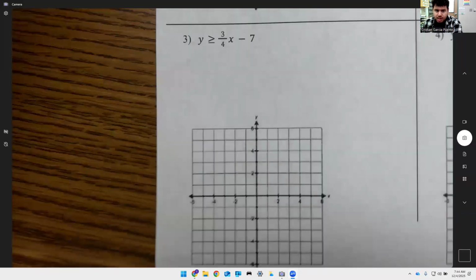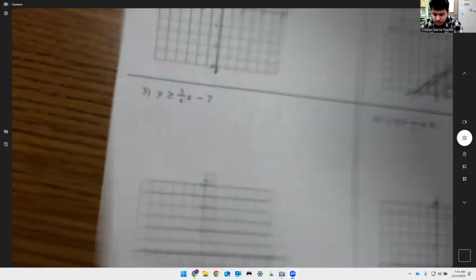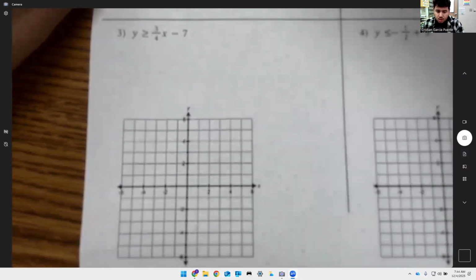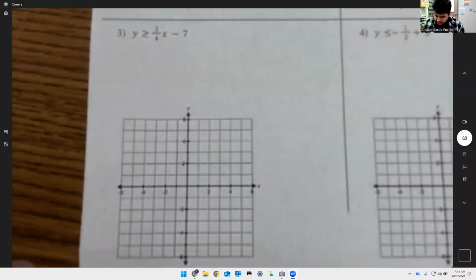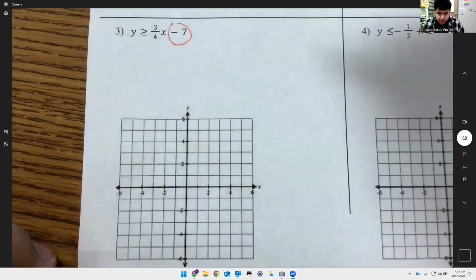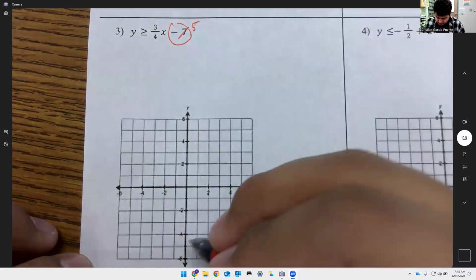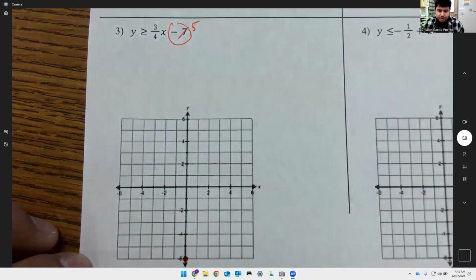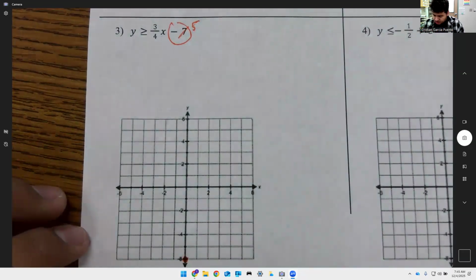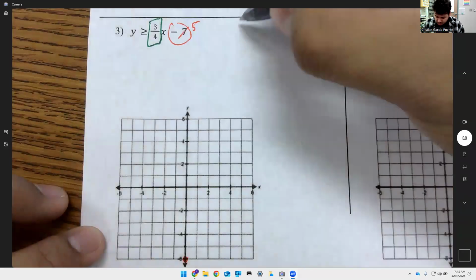So for the next problem, again, you're just going to be doing the same thing, the same process. Over here, this negative 7 is what you're going to be starting at. Unfortunately, I messed up. Let's make this a negative 5 because we can't do negative 7. So just put negative 5 instead. 10 out to minus 5. And now the 3 over 4 is how much is your slope. So your slope is your m.